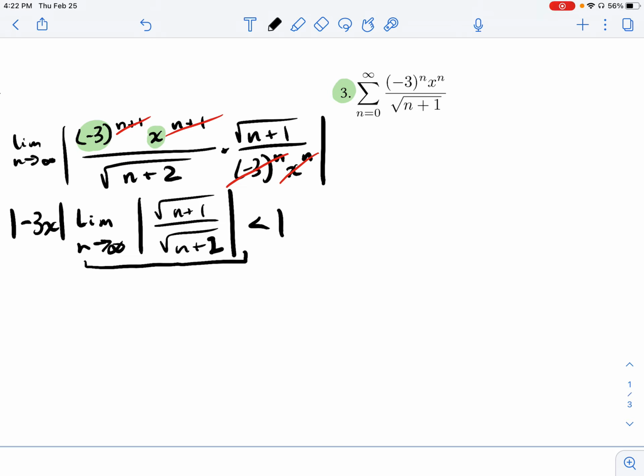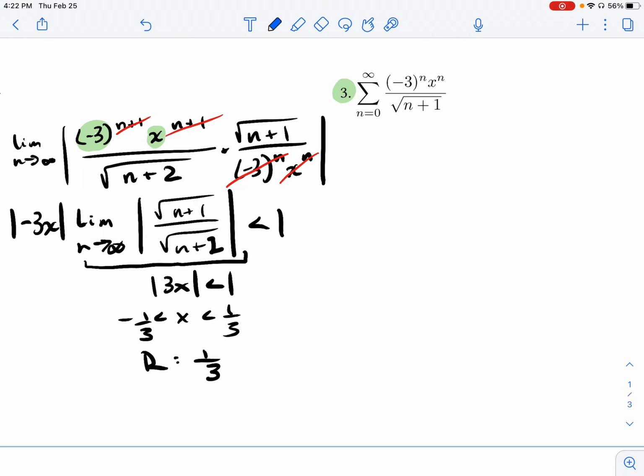All right, so we know that this limit as n approaches infinity is going to be equal to 1. So we're really just looking at the absolute value of 3x being less than 1, which just means if I write this as a compound inequality, we can say x is less than 1/3, but greater than negative 1/3. All right, so from here, we can say that our radius of convergence is equal to 1/3, right? We have a power series that's centered at 0, it goes up to 1/3 and down to negative 1/3. Now let's just check to see what's happening at our endpoints.